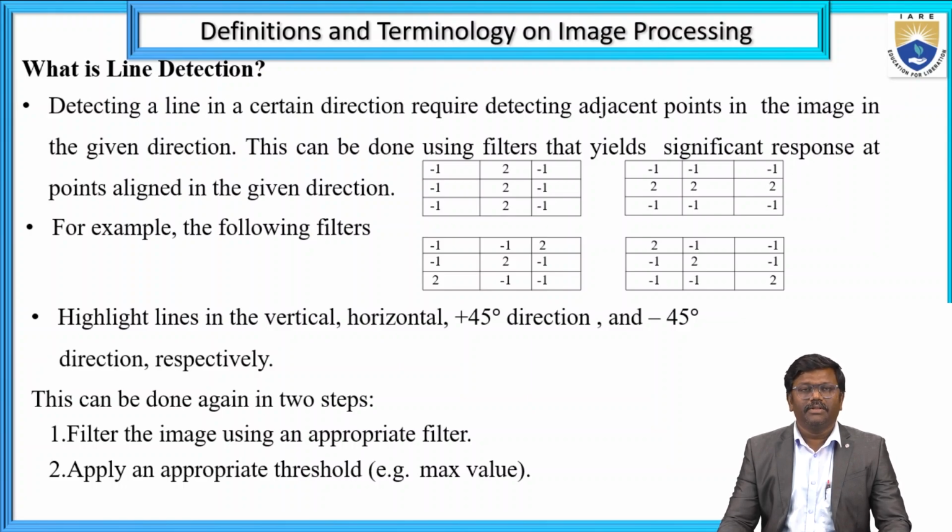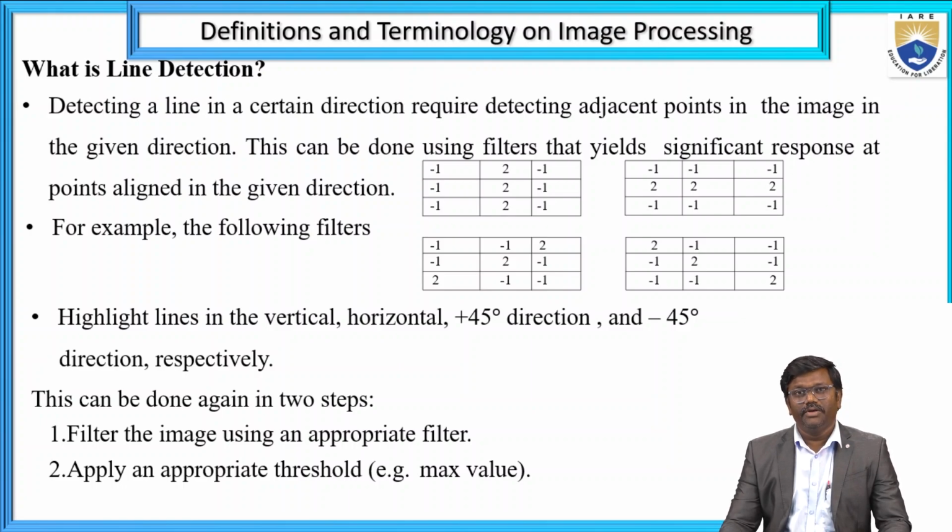Let me take one of the topics, which we call line detection. So what does line detection mean in image processing? We simply define it as detecting a line in a certain direction, which requires detecting adjacent points in the image in the given direction. This can be done using filters that yield a significant response at points aligned in the given direction. For example, the following filters.